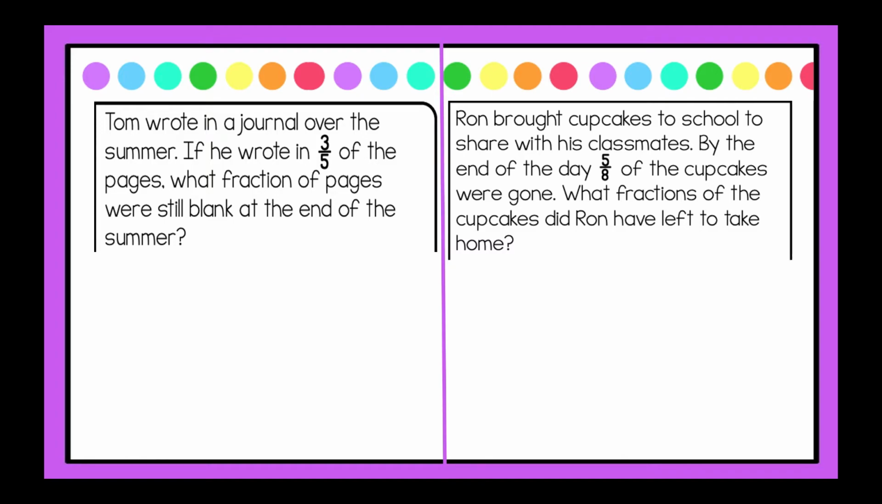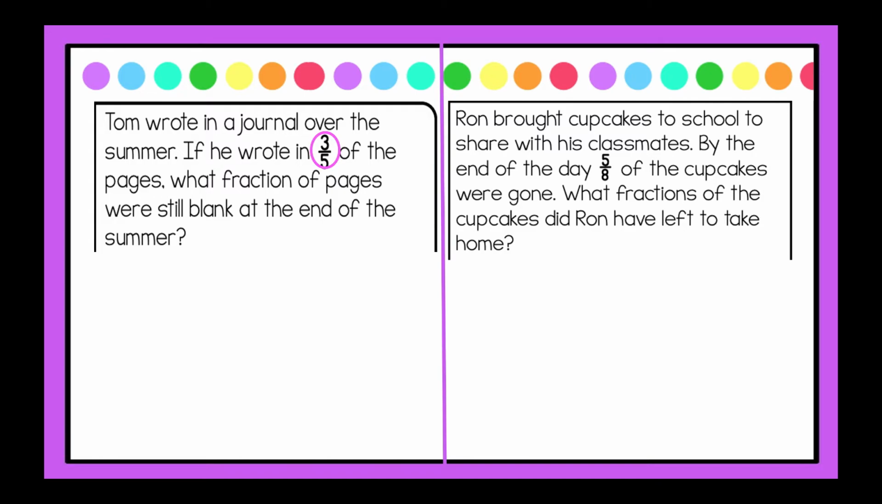Tom wrote in a journal over the summer. If he wrote 3/5 of the pages, what fraction of pages were still blank at the end? So we're trying to find the difference here. Let's do cubes. Circling the number. We only have 1 number here, but we know if we're trying to find the difference of something, we need 2 numbers. So where's the other number?